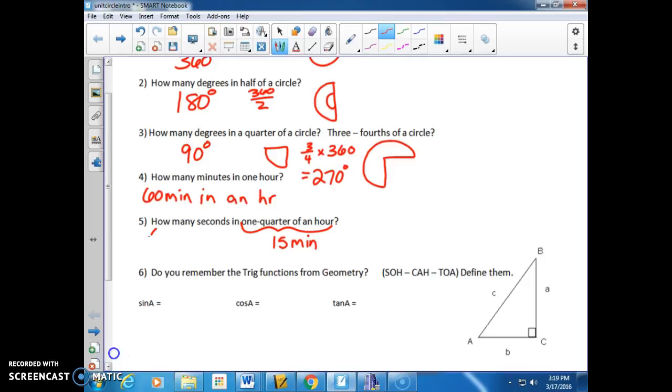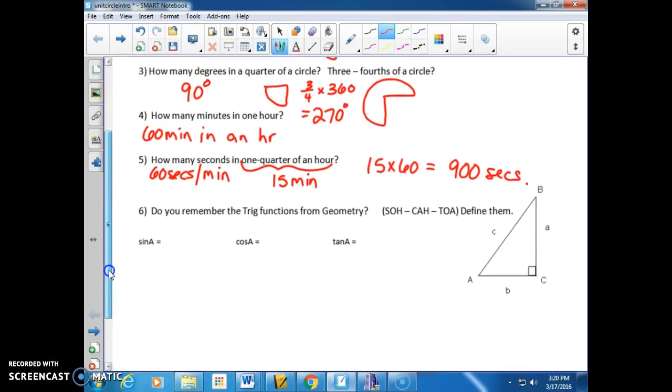And we should know that there are 60 seconds per minute. So if we know there's 60 seconds in every minute, and there's 15 minutes, so we take 15 times 60, and we would find that in a quarter of an hour, there are 900 seconds.